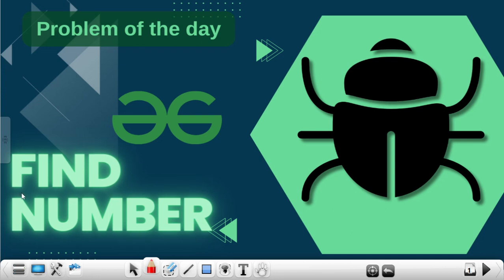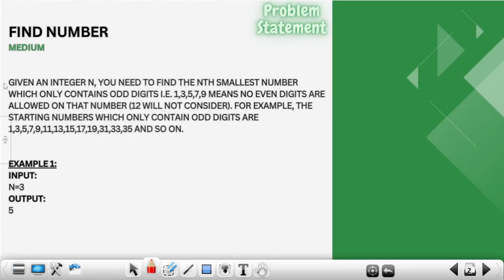Hello guys, today we will be looking at the problem find number. So let's see what it says. Here is the problem statement and it says that given an integer n, you need to find the nth smallest number which only contains odd digits and the odd digits are given here.